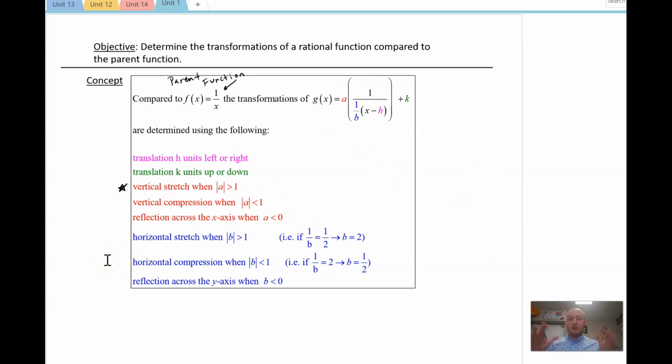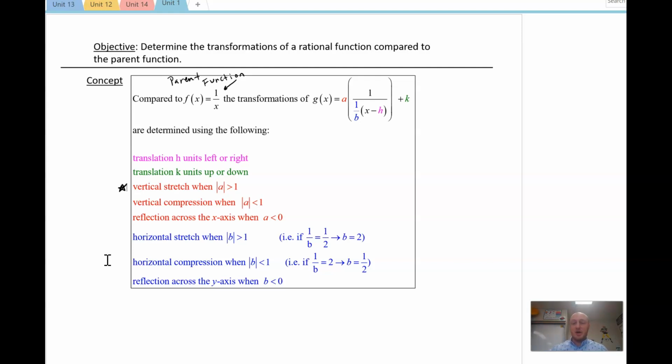Next, we'll talk about the 1 over b value. So this is horizontal stretch. Same idea, right? If my b value is bigger than 1, then we're going to get stretch. If my b value is less than 1, we're going to get horizontal compression. And if b is negative, or less than 0, then we're going to get a horizontal reflection. Now, here's the catch. b isn't present in the function. It's 1 over b. So we have to take the reciprocal of whatever value is visually present. That's just a quick little skill that we have to apply.